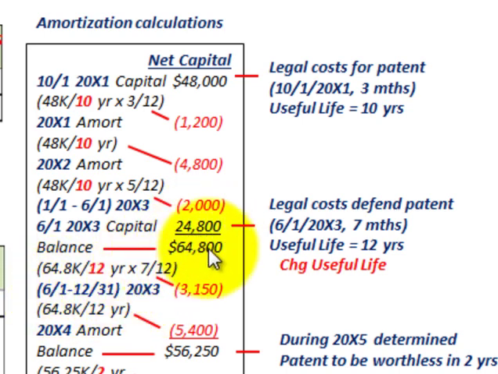So we just take that balance in our net capital amount at $64,800, divided by the new useful life of 12 years, and take that times the 7 months of the year remaining, 7/12 of a year. So we're going to come up with an amortization expense based on this new balance for that portion of the year, $3,150.